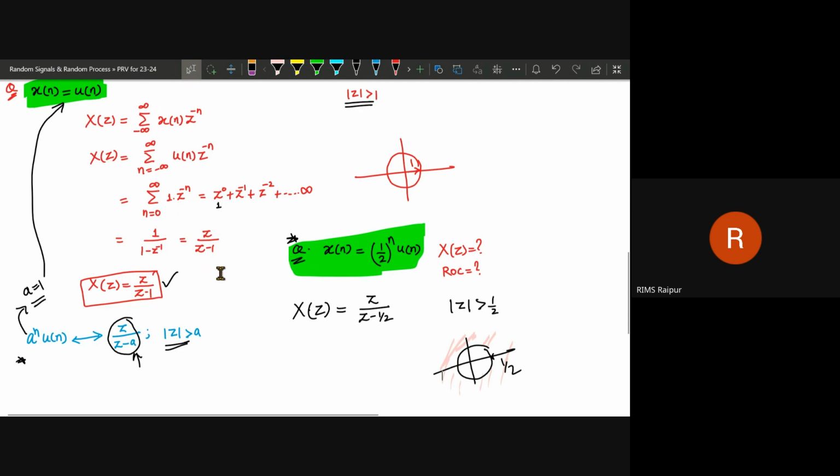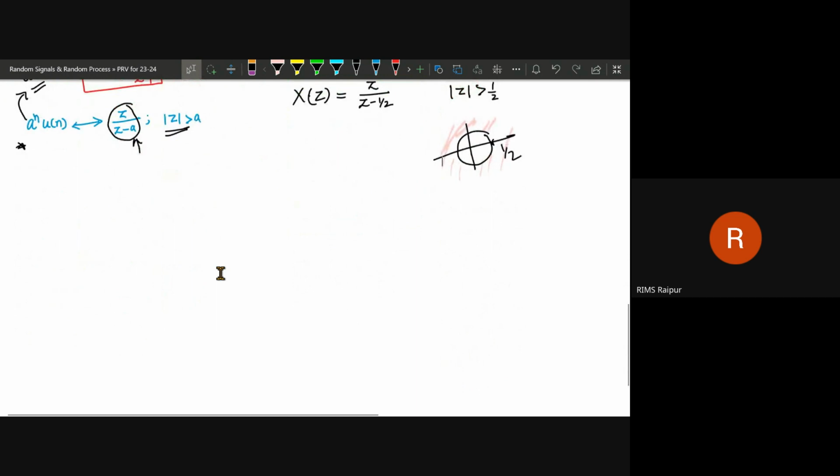Now, let me give you another question related to Z transform. Tell me the Z transform of del of n. Del of n is an impulse function. Okay. Tell me the Z transform of this function. Also tell me the ROC.